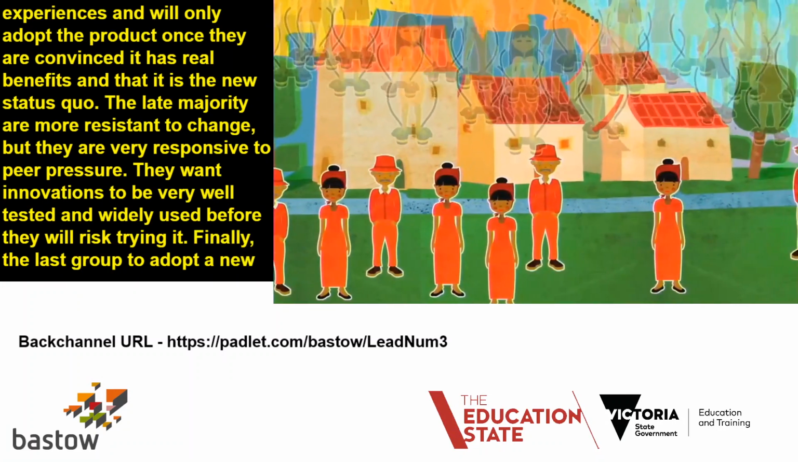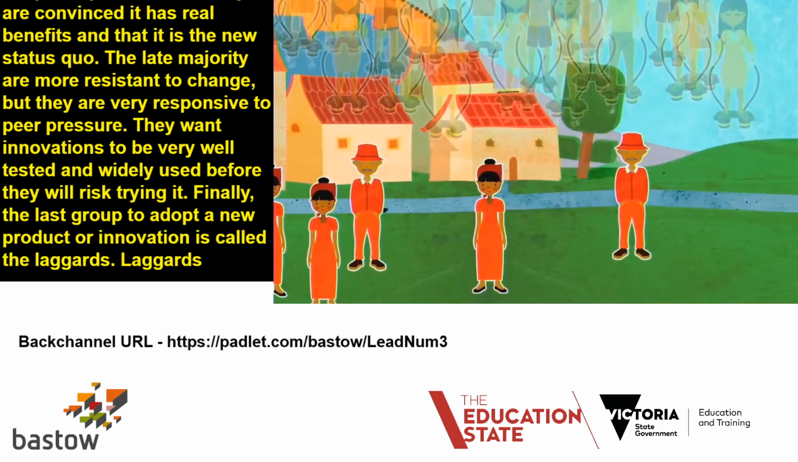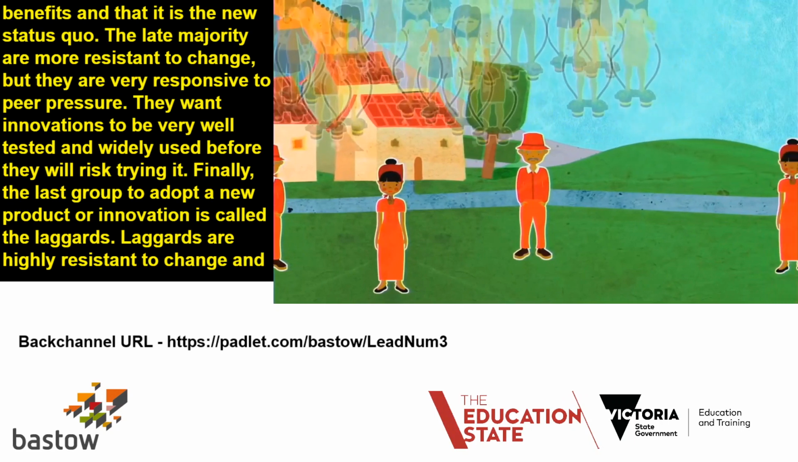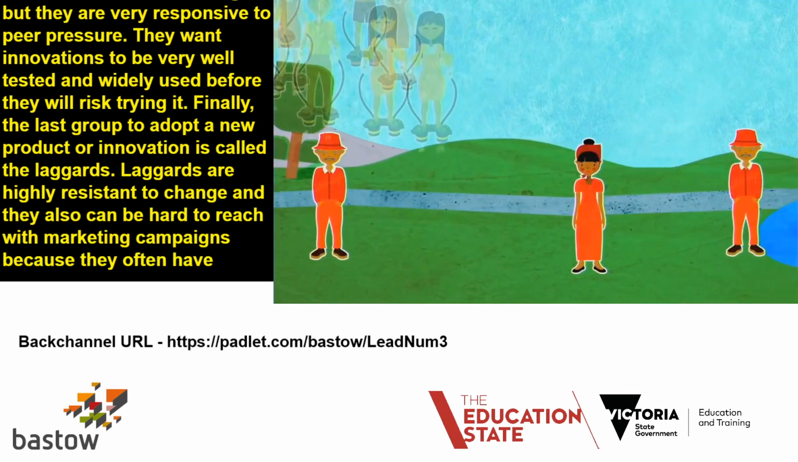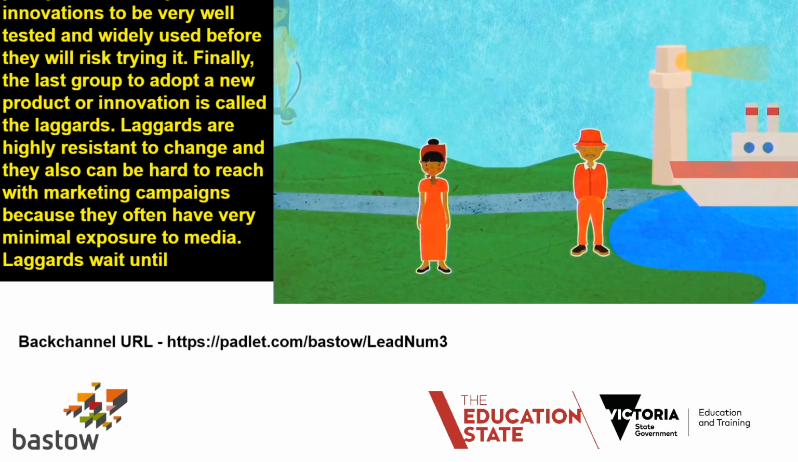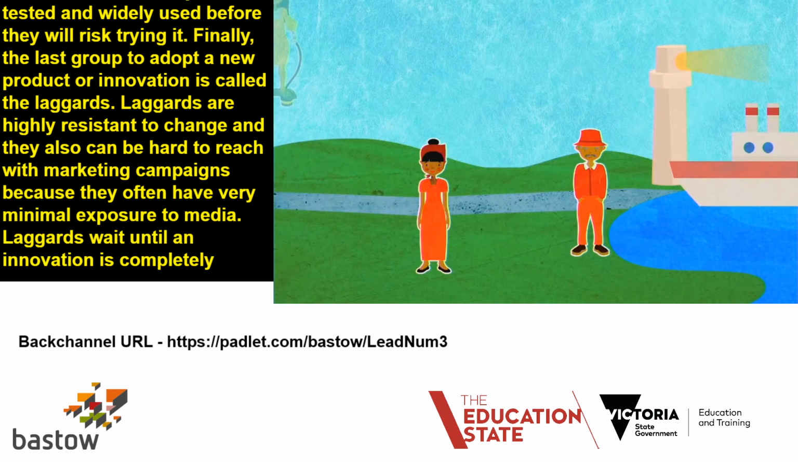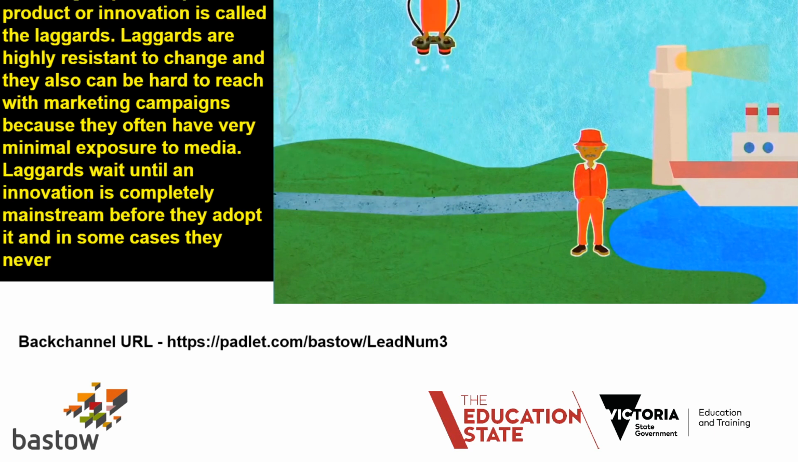Finally, the last group to adopt a new product or innovation is called the laggards. Laggards are highly resistant to change, and they also can be hard to reach with marketing campaigns because they often have very minimal exposure to media. Laggards wait until an innovation is completely mainstream before they adopt it, and in some cases, they never do.